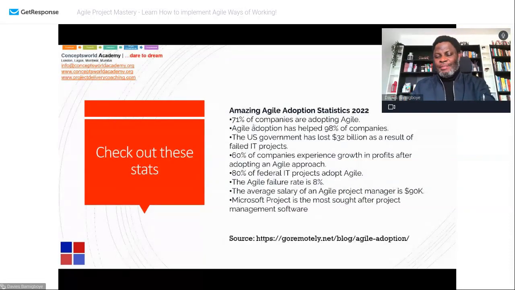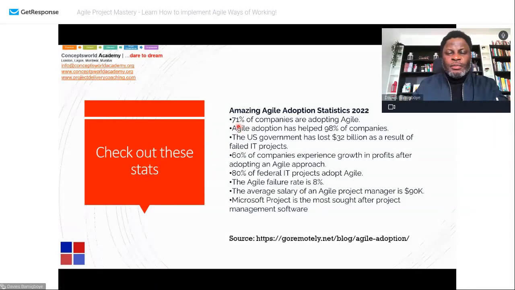So let's look at these amazing statistics. There's a website called goremotely.net, right? You can go and find this information there. That's why I got this information. Here are some of the adoption statistics that we found.